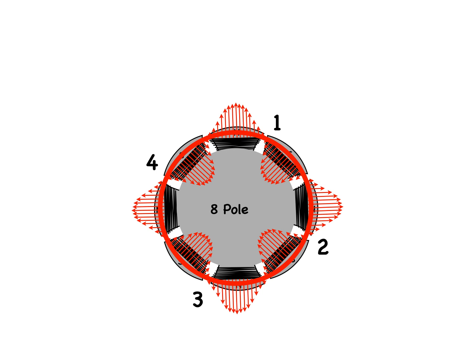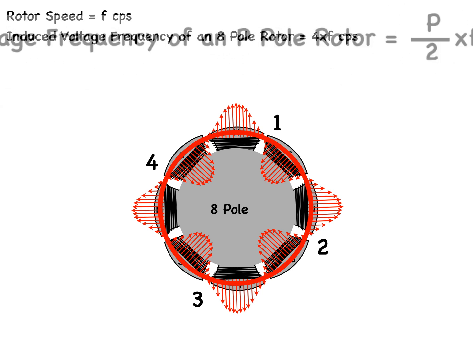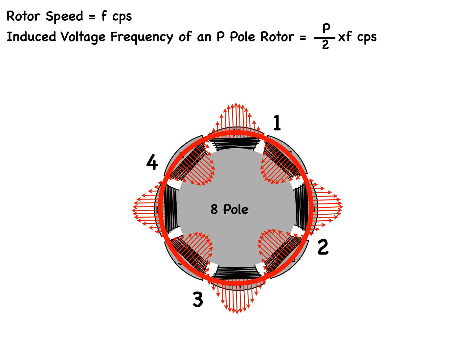So for this 8-pole machine, if the speed of the rotor were F cycles per second, then the frequency of the induced voltages would be 4 times that, or 4 times F. So you can easily extrapolate to any rotor with a pole count of P. The frequency of the induced voltages would be P over 2 times F, where F is the rotor speed in cycles per second.